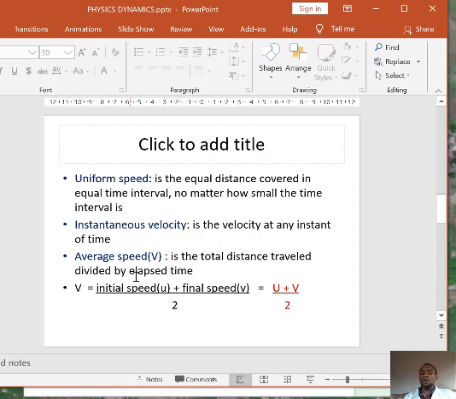By calculation, the average speed is going to be the initial speed plus the final speed divided by 2. The initial speed is represented with the letter U, while the final speed is represented with the letter V. So you are going to have U plus V all over 2 giving us the average speed.